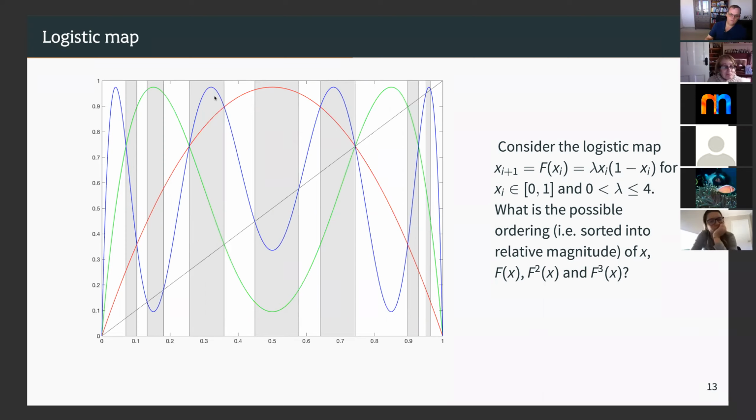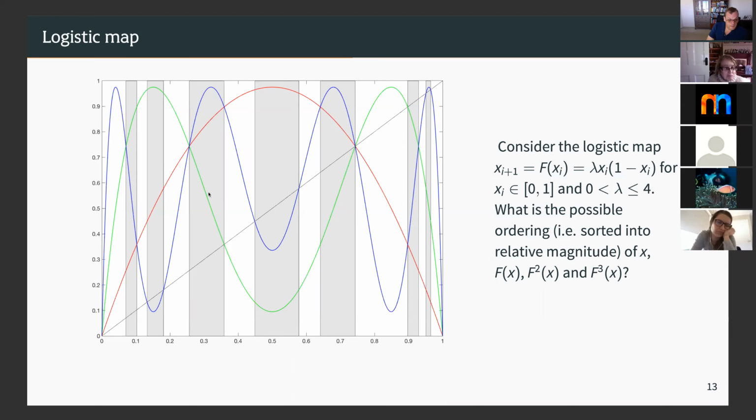In different regions of the state space, the interval 0 to 1, these 4 values occur in different orders. Down here between 0 and a bit, we've got X is smaller than f of X, which is smaller than f squared of X, which is smaller than f cubed of X. And I'm just scanning through quickly. I don't see where the opposite is true.